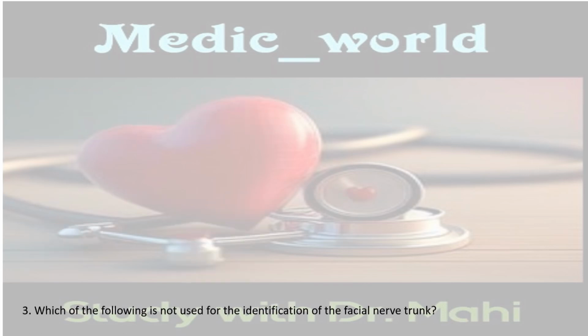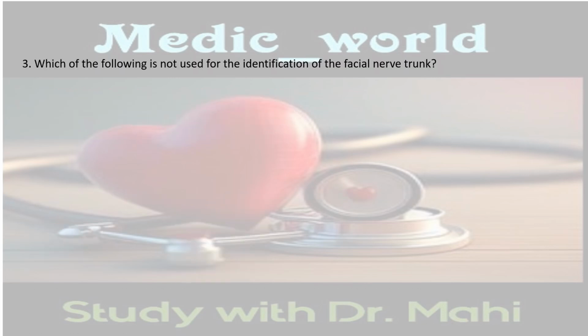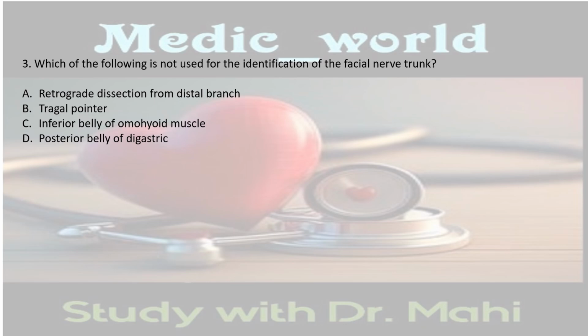Now, next question. Which of the following is not used for the identification of facial nerve trunk? Let's see the options. Retrograde dissection of distal branch. Yeah, it is used for the identification of facial nerve trunk. Tragal pointer. Yeah, it is also used as a method. Inferior belly of omohyoid. No, it is not used. And posterior belly of digastric, it is used. So the answer to this question is option C, because here it is asked not used for the identification of facial nerve trunk.